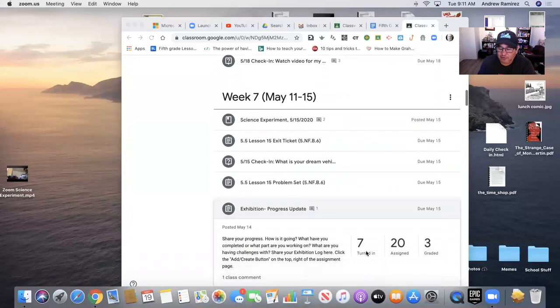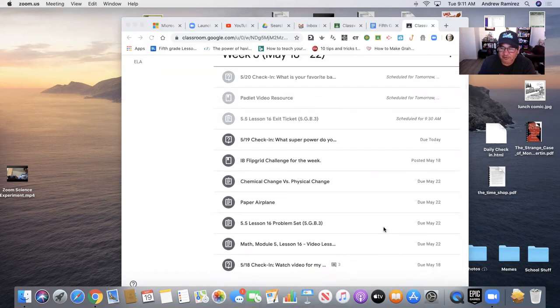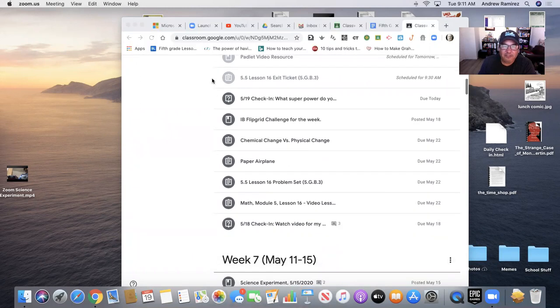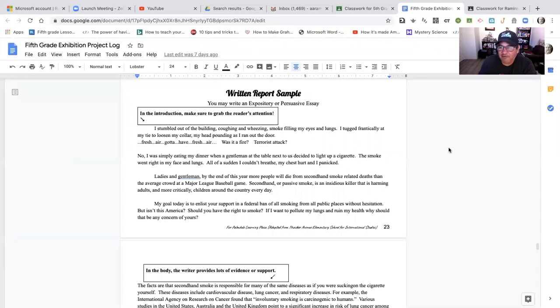So I have a few, right? Looks like 10 total, and I know that those are there because I've double checked them, and the rest of you need to make sure those get turned in. Some of yours I've not seen at all. I've not heard from you at all, so you're not sharing anything. Okay, so you want to go and look at your exhibition log. So what do we have left to do?